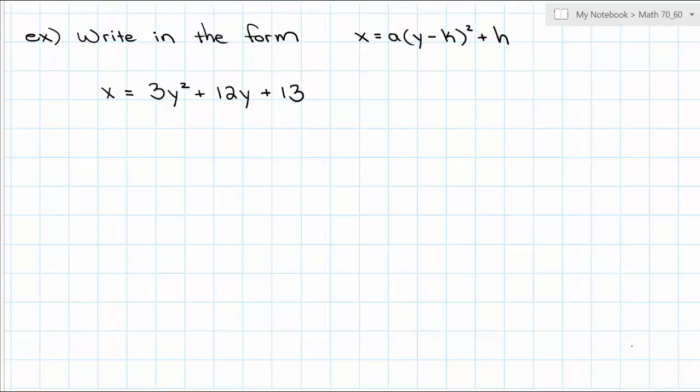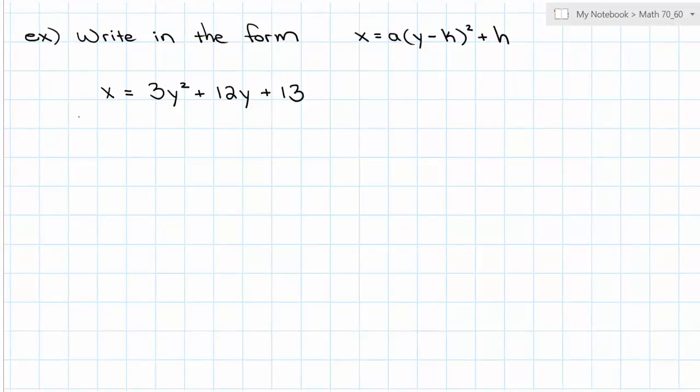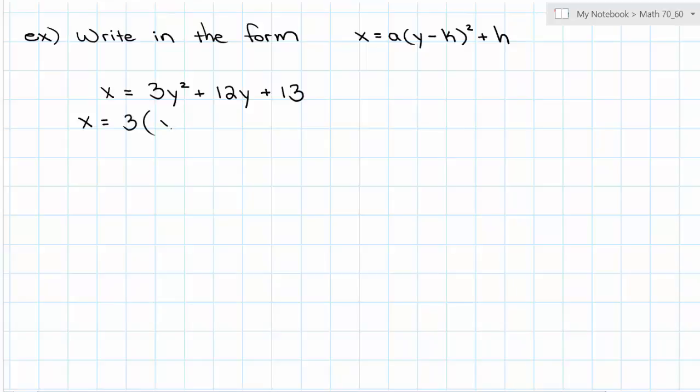For our next example, we're going to write this equation in the form x equals a times (y minus k) quantity squared plus h. In order to do that, we're going to have to complete the square. To complete the square, first we need to factor out 3. So we're going to have x is equal to 3 times the quantity y squared plus 4y. I'm going to leave a space here, and I'm going to write that plus 13 outside of the parentheses.